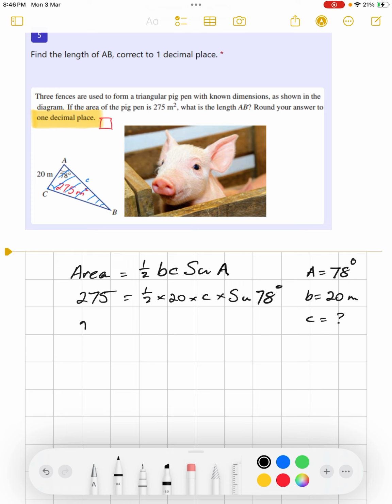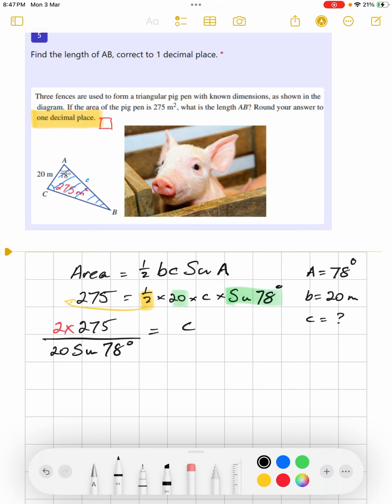So we can take the half, take the 2, and divide 2 up to become times 2. And we can take that 20 and the 78 across to be divided. So it's divide 20 sine of 78. So if it was multiplied on the right, it's divided on the left. If the 2 is divided on the right, it's multiplied on the left.